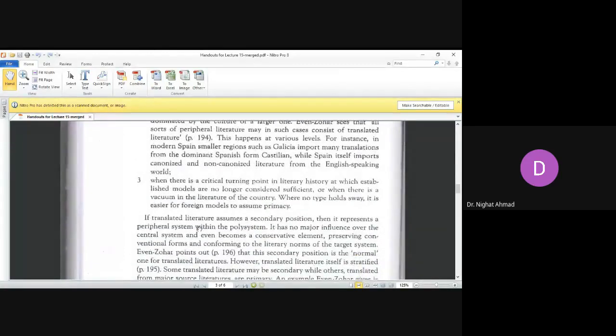And the third is when there is a critical turning point in literary history at which established models are no longer considered sufficient, or when there is a vacuum in the literature of the country, when no type holds sway, it is easier for foreign models. So the third category is that in a turning point in literary history, when a gap सा आ जाता है, there's a vacuum, and it is considered that there's no literature in the country, in that time it is easier for foreign models आके they assume a primacy, because आपको लगता है कि अपने native literature में there's a kind of a vacuum.